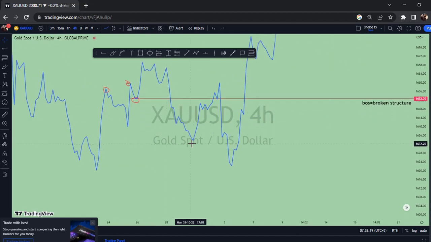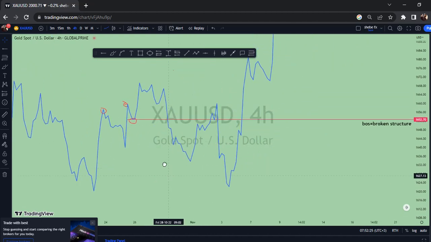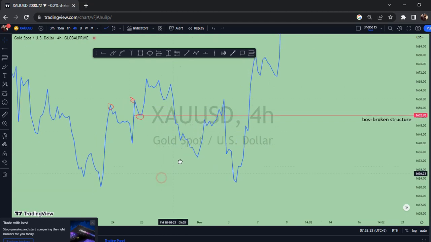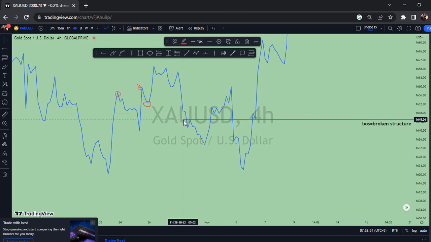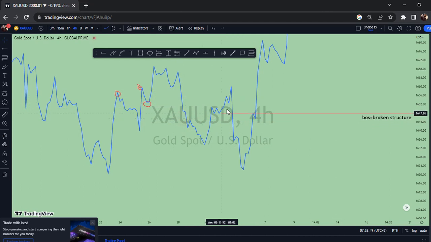The same applies. This was low. I think now you get the point over here. The same applies over here. This was low, high, low. Then again, the price broke structure over here. You get me? And then we continue. The same applies here. This was high, low, high. Then the price again broke the structure over here.